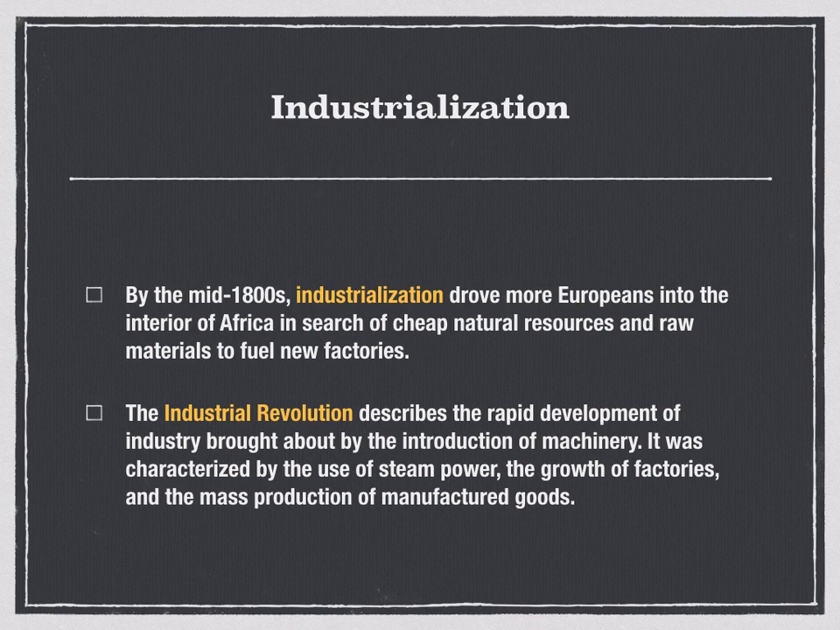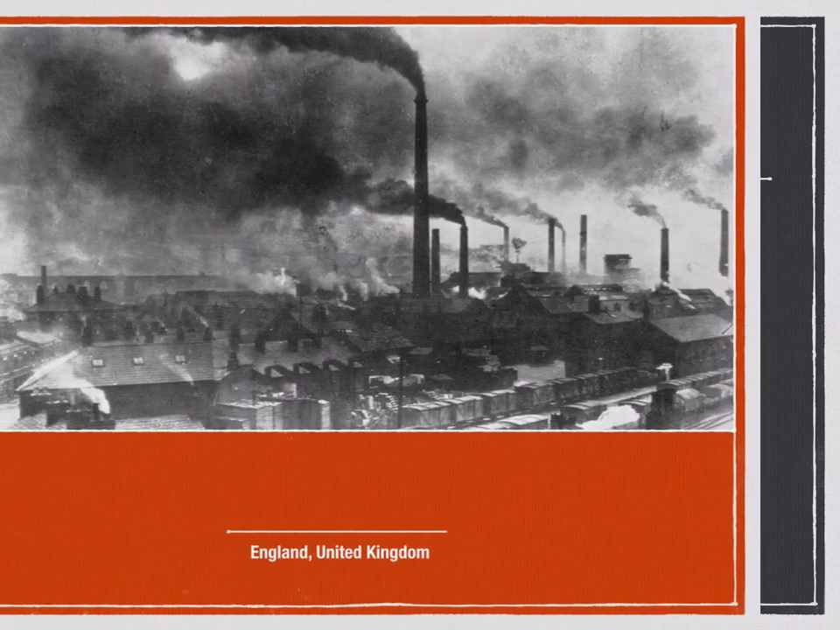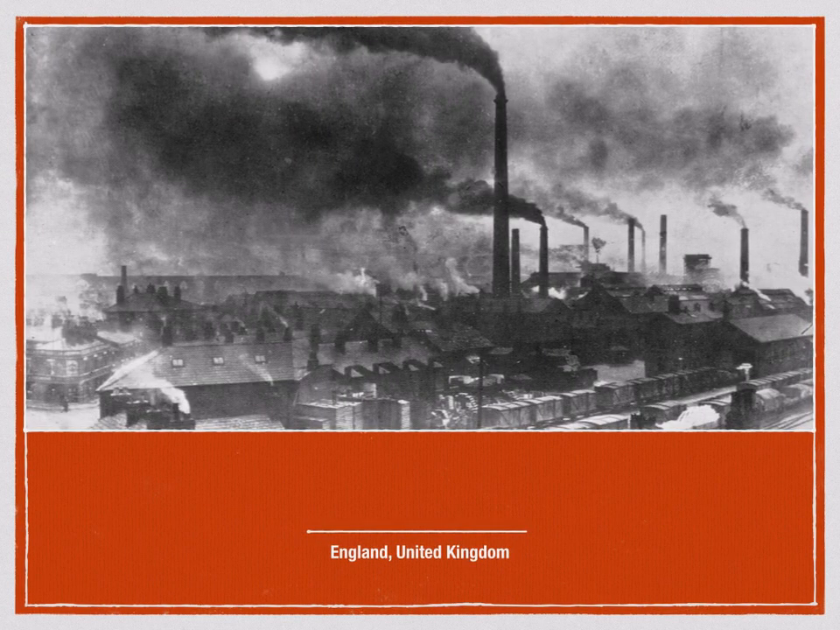Remember that the Industrial Revolution was the rapid development of industry brought about by the introduction of machinery. It was characterized by use of steam power, the growth of factories, and the mass production of manufactured goods. And here's an example of industrialization in England.